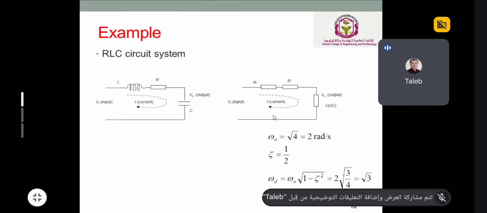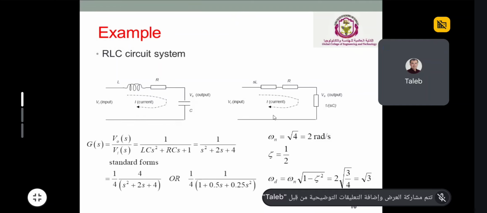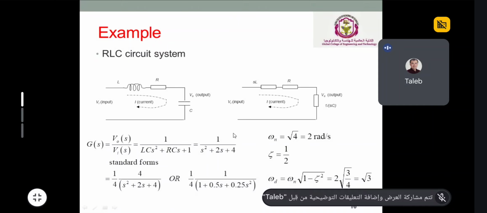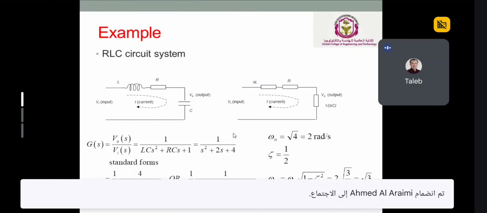Yes, this example is for an RLC system, like the system that I solved last week. I found the transfer function like this one, which depends on R, L and C. I found it in general. So now we want to find the output. How is the output for this system? First, we find the transfer function. This is the transfer function. Then we multiply with the input.